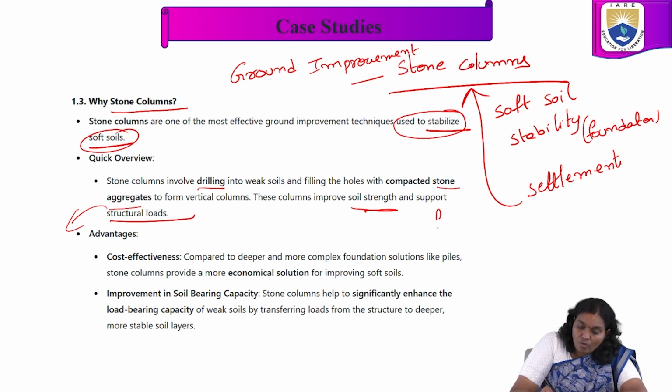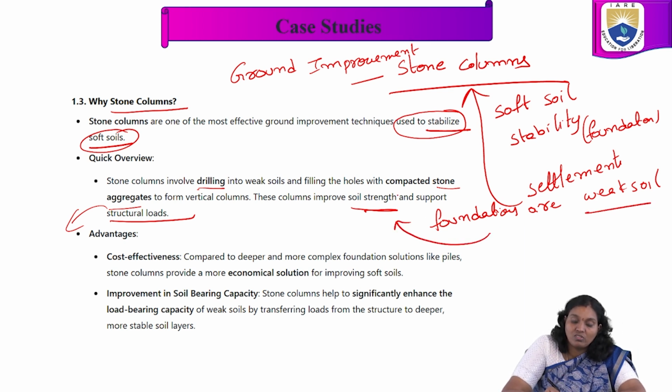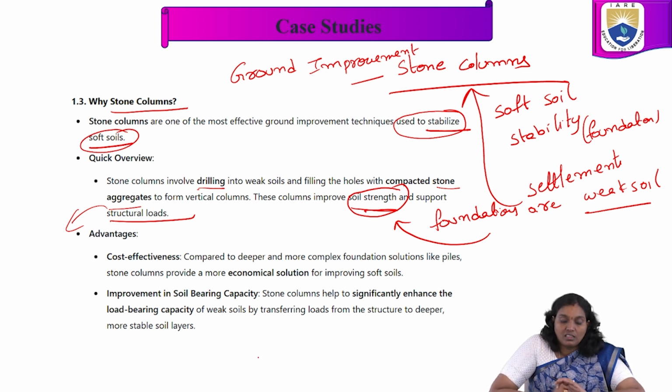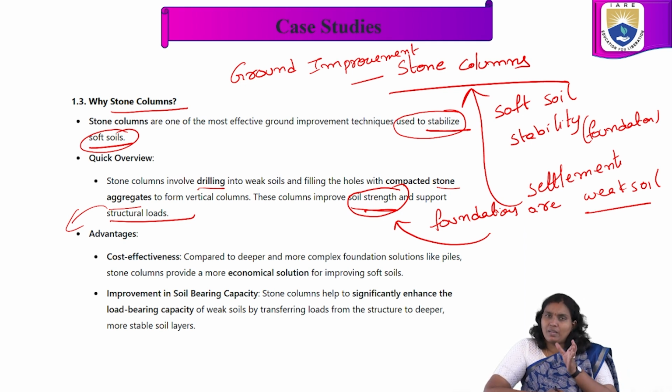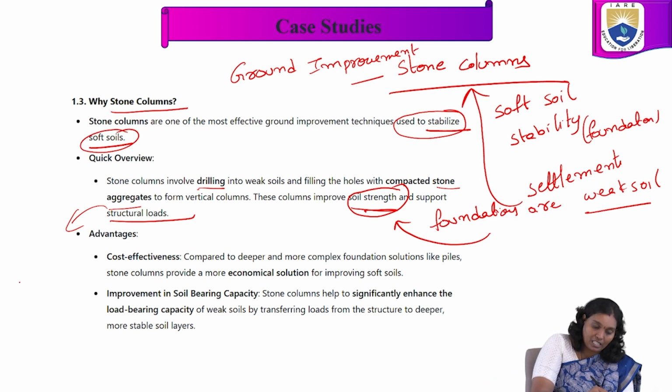Whenever foundations are built on weak soils, stone columns give improved soil strength. In weak and soft soils the soil strength is less, and when they support structural loads, settlement is going to happen. To prevent that, we choose stone columns, drilling as per the design, according to the properties of the soil.